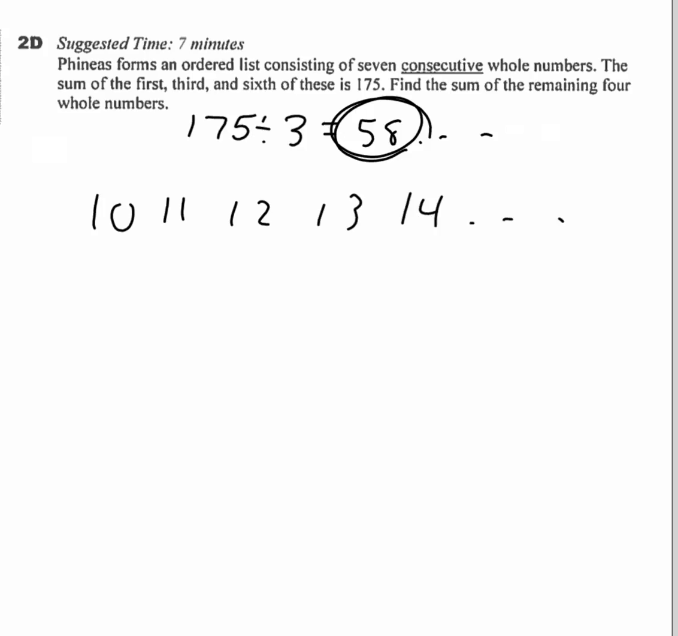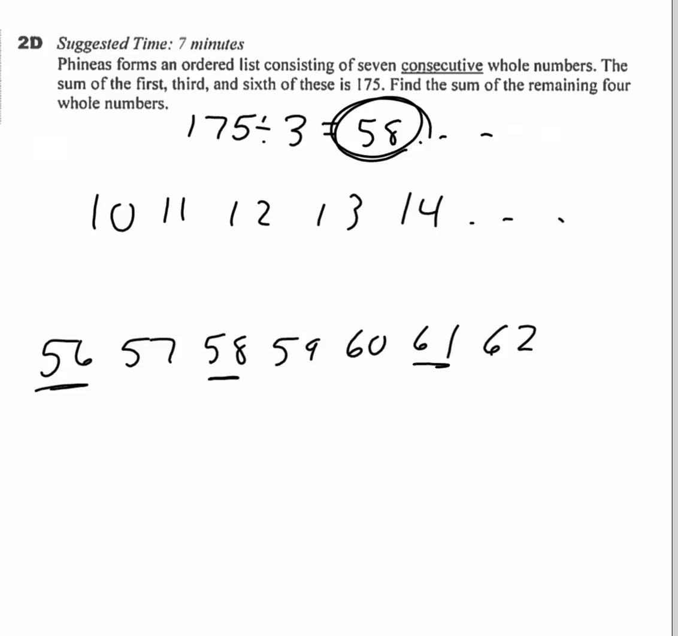So it actually turns out that the numbers are going to be 56, 57, 58, 59, 60, 61, how many is that? 1, 2, 3, and 62. So those are my numbers. The first, the third, and the sixth. When I add those, I get 175.